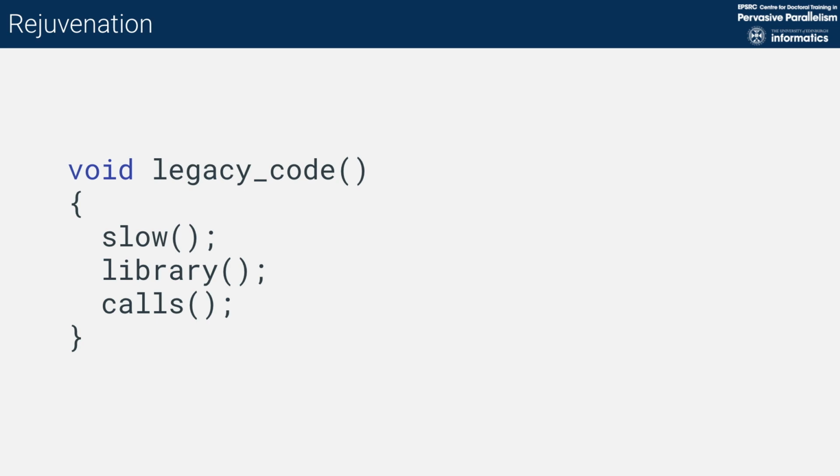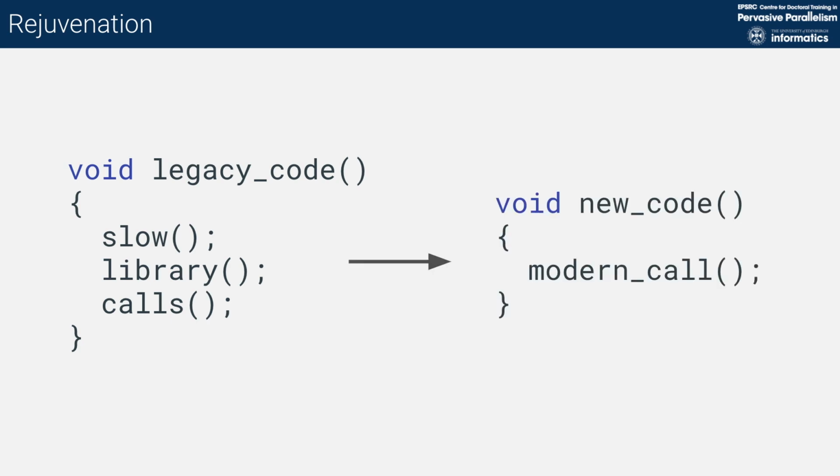For example, looking at this code on the left-hand side, we have some legacy application that makes a series of slow library calls to implement some functionality. We'd like for the compiler to be able to automatically transform this code to a new modern implementation that performs the same functionality, for example, with a single call to a modern library.